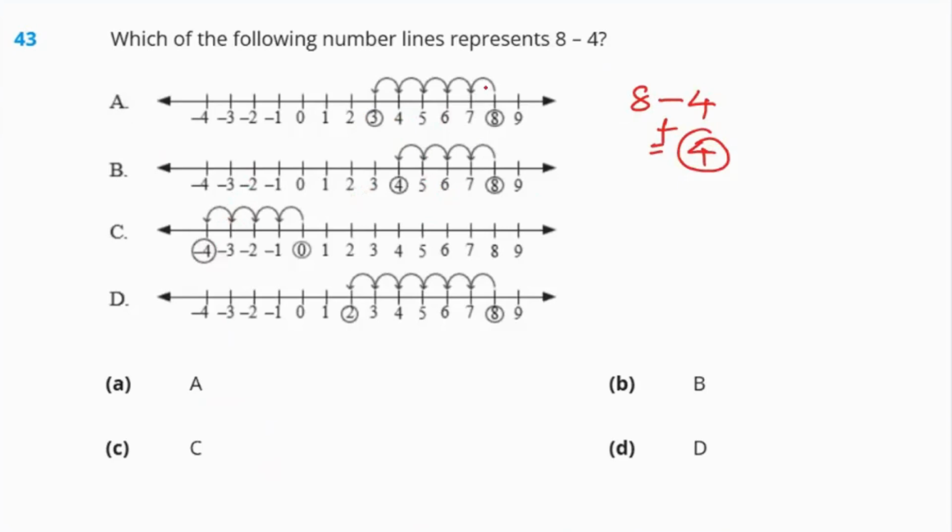So the first one you can see 1, 2, 3, 4, 5. This is plus 5. The next one is 4, plus 4, plus 5. In the next one you can see this is 0. This will not be the answer because here we are getting minus. And in the next case also 1, 2, 3, 4, 5, 6, and that is 6. So 8 minus 4 is 4, and that is represented by number line B only. So the correct option is B.